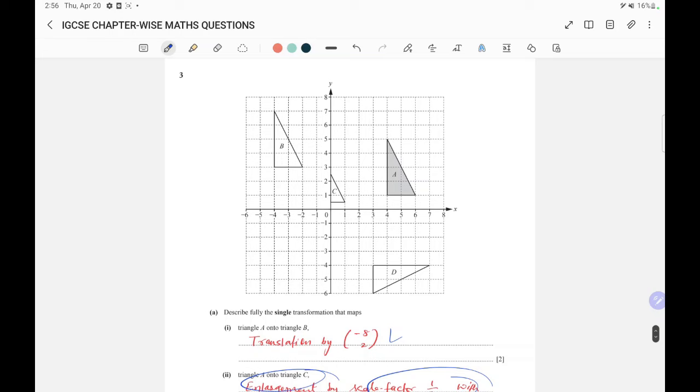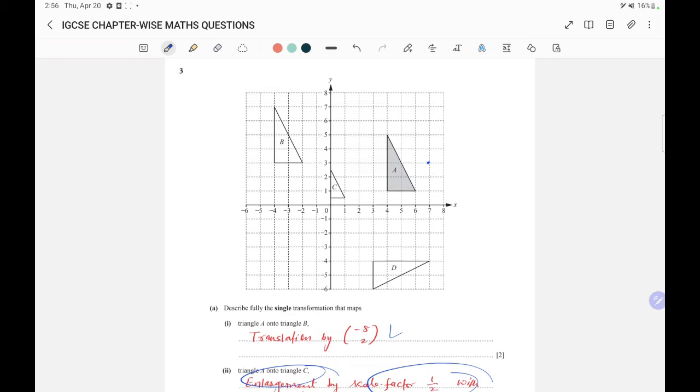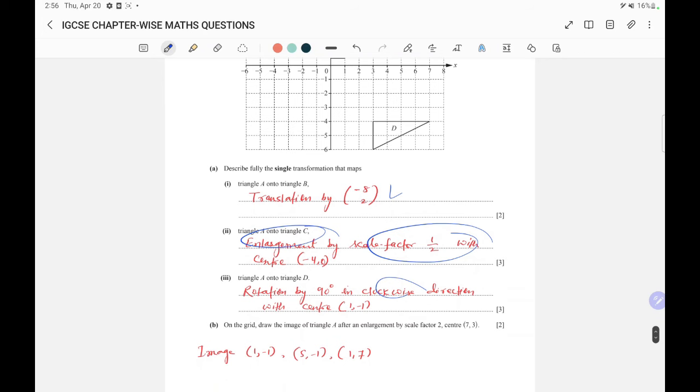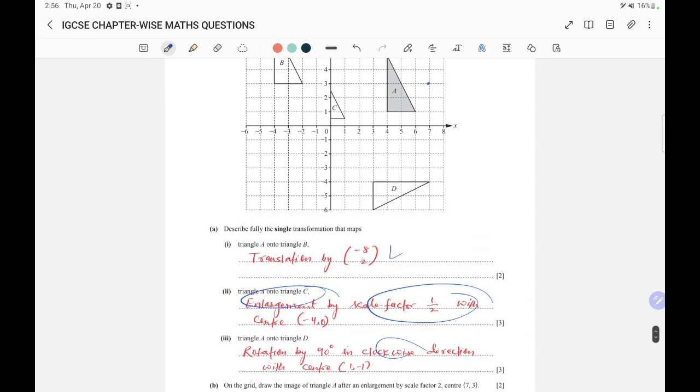Yeah, 7, 3. First of all, 7, 3. So where is 7, 3? This point. Okay. Now on the grid, draw the image of triangle A after enlargement by a scale factor of 2.